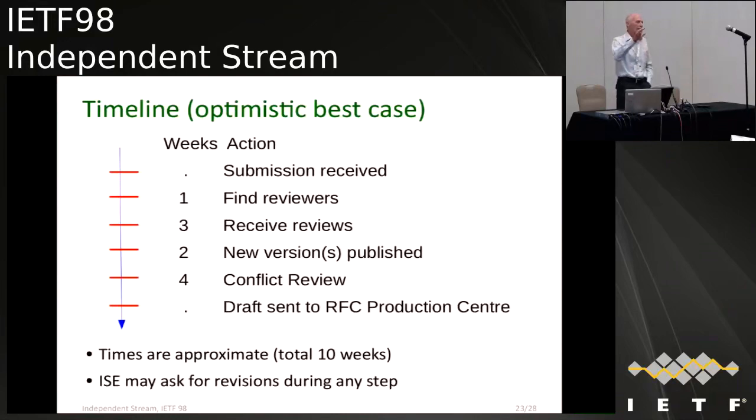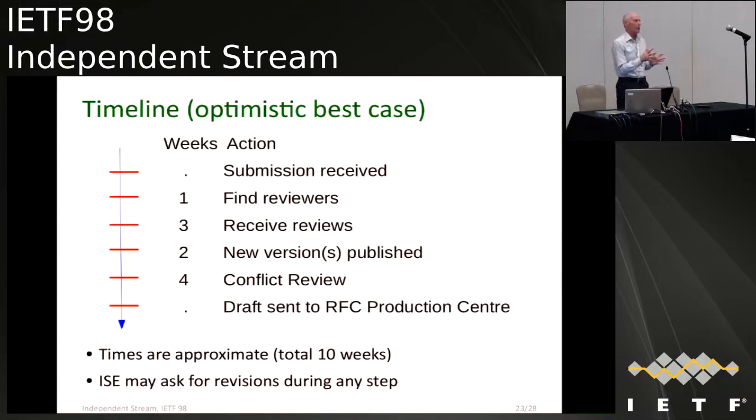Then I send it to the IESG. The IESG meets and they have telechats every 2 weeks. So they regard 4 weeks as the normal time to go through the conflict review, provided no problems come up along the way. So the total of all of that is 10 weeks, and that's the point where I would send the draft to the production centre. And just do remember that the ISE may ask for revisions at any point along the way.